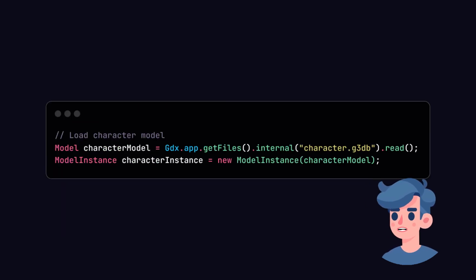Let's add a character to our Endless Runner. We will create a simple model for our character. First, you'll need a 3D model file, e.g. .g3db or .obj. You can find free models online or create your own using software like Blender.